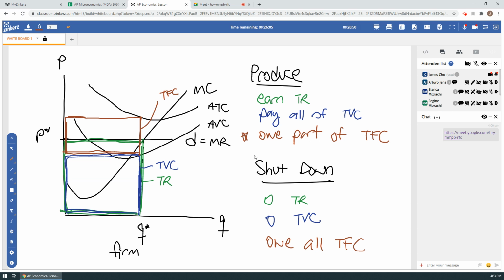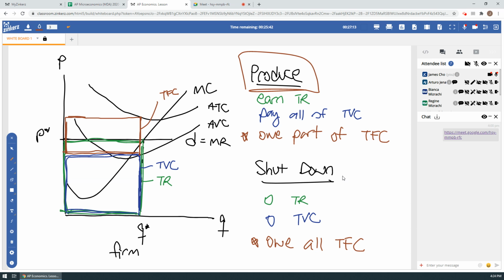So here's the bottom line. Would you rather owe all of your total fixed cost or would you owe part of your total fixed cost? Part. So that's why in this case, it's better for you to produce. Okay, again, it's not about profit maximization. You're trying to minimize your losses here. You're trying to owe as little as possible.